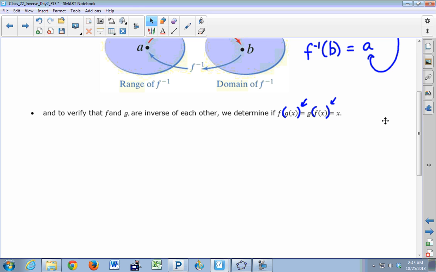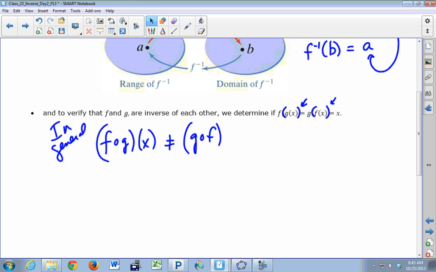Okay, and then we realized that composition of functions in general, if you compose two functions, the order matters. They're not commutative. We discovered this when we did compositions of functions. But the big exception is inverse functions.